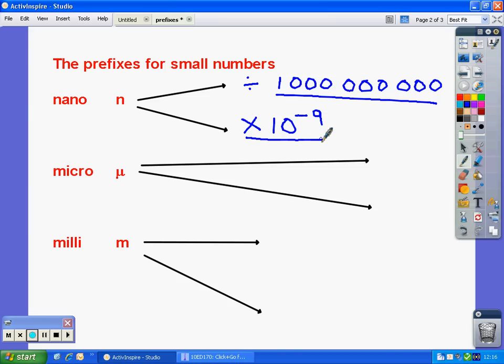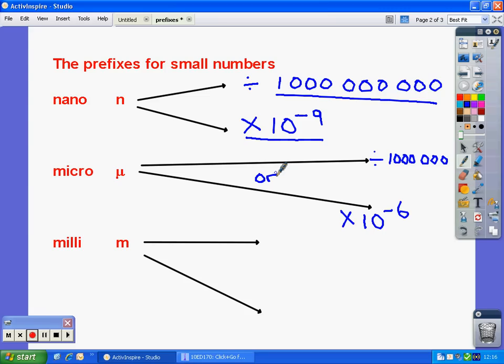Micro means a millionth of something. So to convert micro to its original unit, you divide by 1,000,000. Or the power of 10 method is multiply it by 10 to the minus 6. So if you want to convert micro anything to its original unit, you could either divide by 1,000,000 or you can use the power of 10 by multiplying it by 10 to the minus 6.